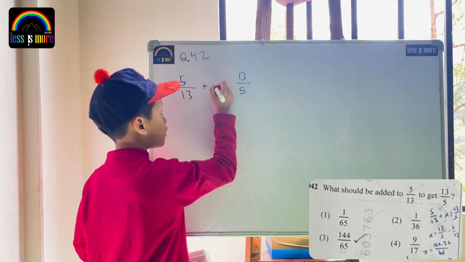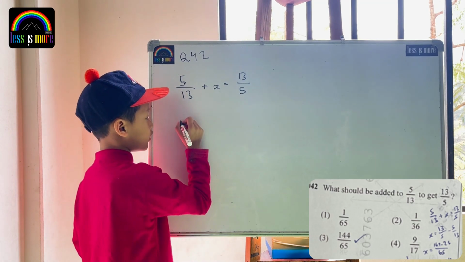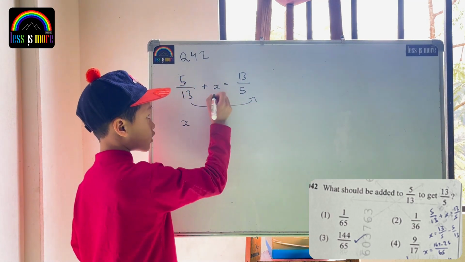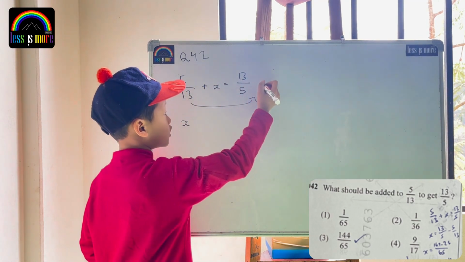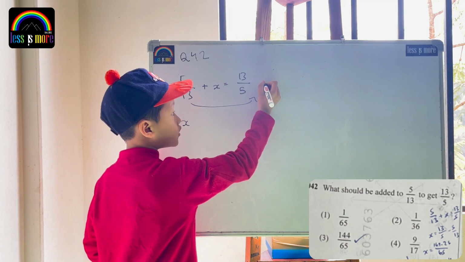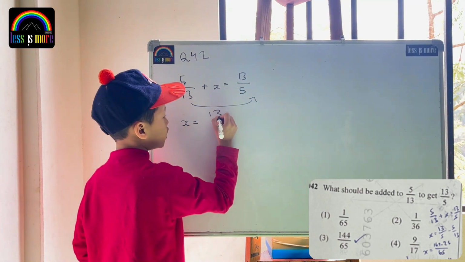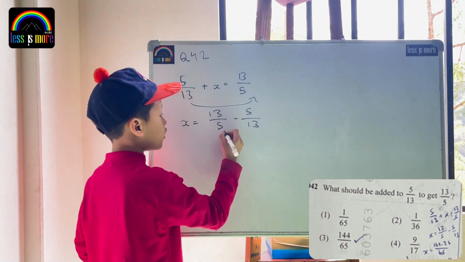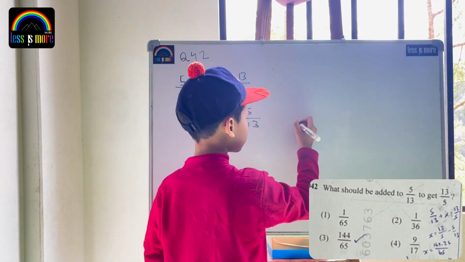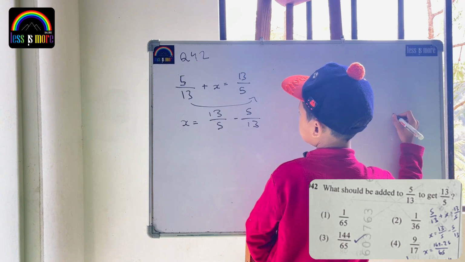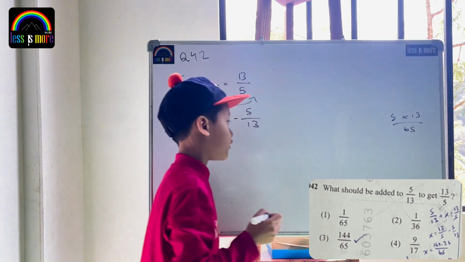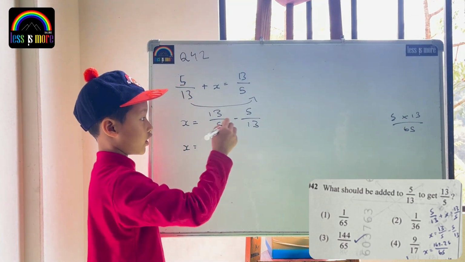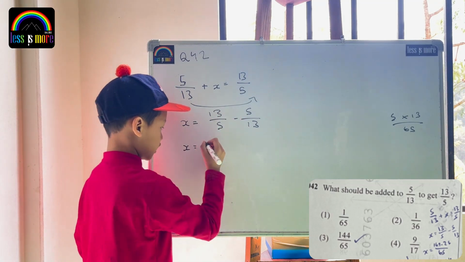The unknown fraction will be x. Then if we cross multiply, it will become 5 by 13 will go all the way here, and this addition symbol will become subtraction symbol. Then x equals 13 by 5 minus 5 by 13. The LCM of 5 and 13 is 65.